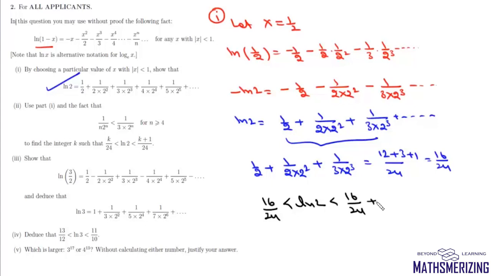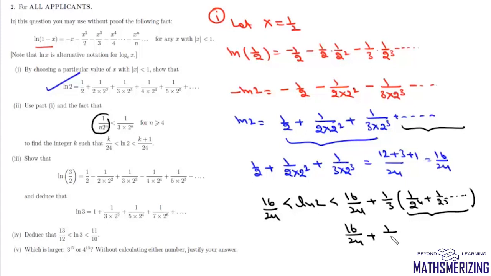Now from the fourth term onwards, we are given the condition that 1 upon n into 2 to the power n will be less than 1 by 3 into 2 to the power n. So if we substitute this, we write this as 1 by 3 times (1 upon 2 to the power 4, 1 upon 2 to the power 5, up to infinity), which is nothing but an infinite GP. So if we simplify the right hand side, it will be 16 by 24 plus 1 by 3 into A upon 1 minus R, which is 1 by 2. So it is 17 by 24.